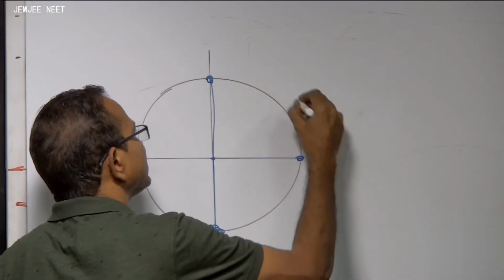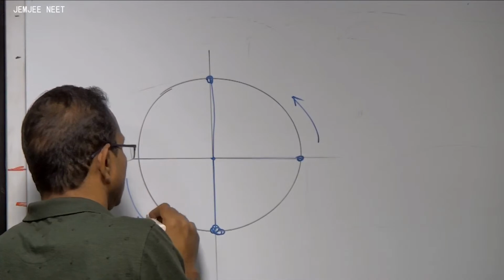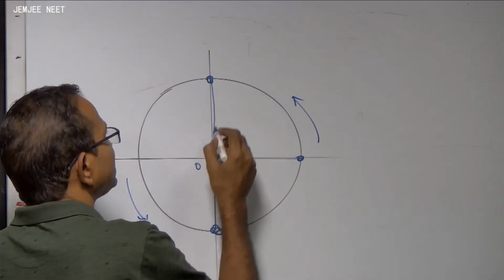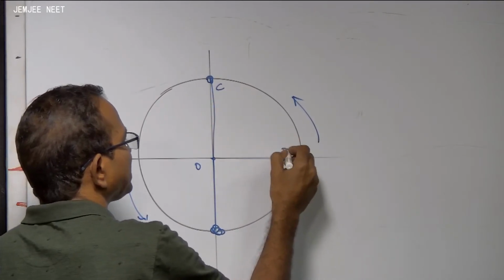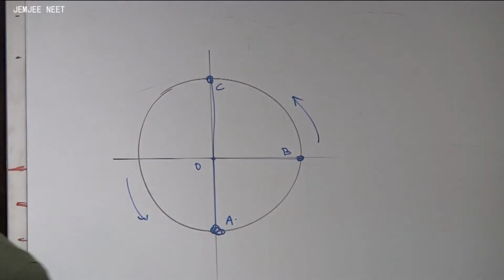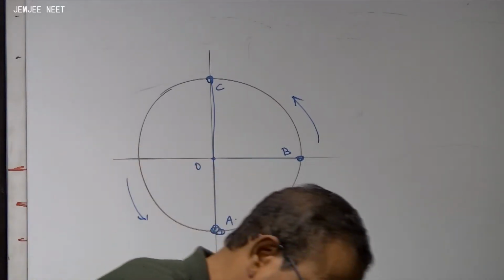So it's rotating like this. Right? I hope you understand. Let this point be C. Let this point be B. Let this point be A. Am I audible? Video is clear? Yes, sir. Good. Tarun, excellent.